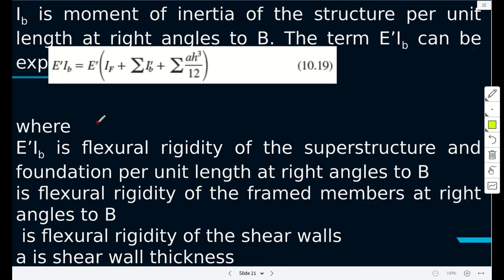Because the foundation could be made of so many things, we have to sum. This is the flexural rigidity of the superstructure and the foundation per unit length at right angles to B. And also IB is the framed rigidity of the framed members at angles to B.